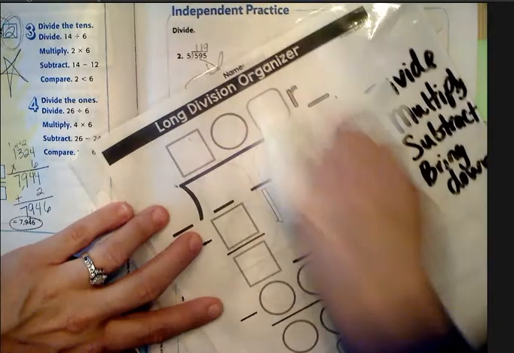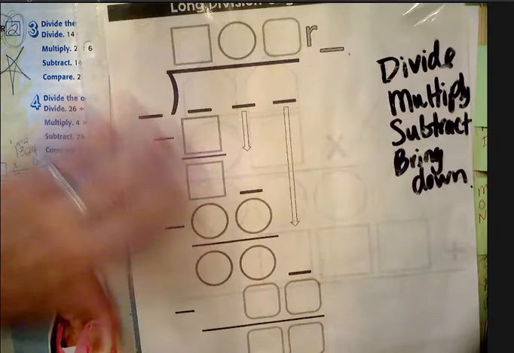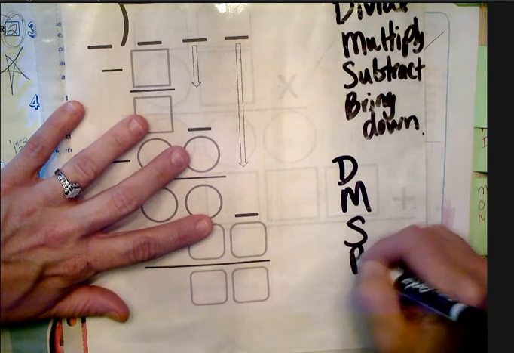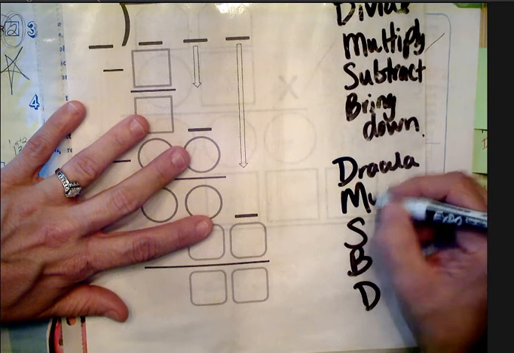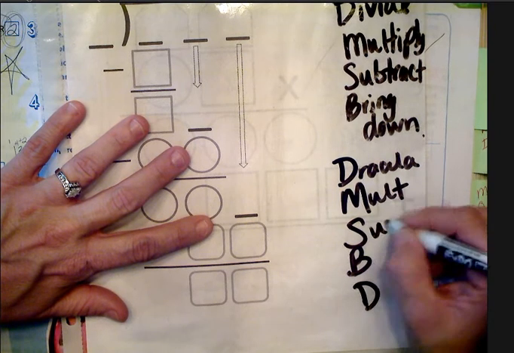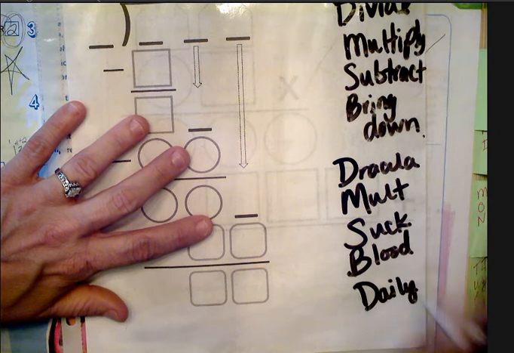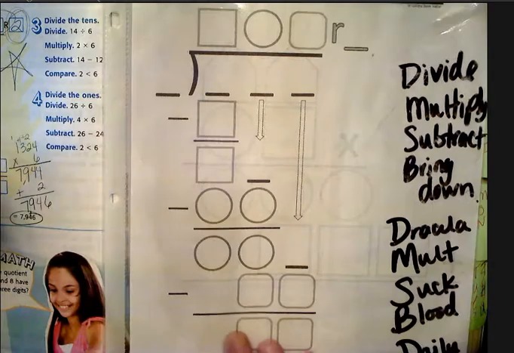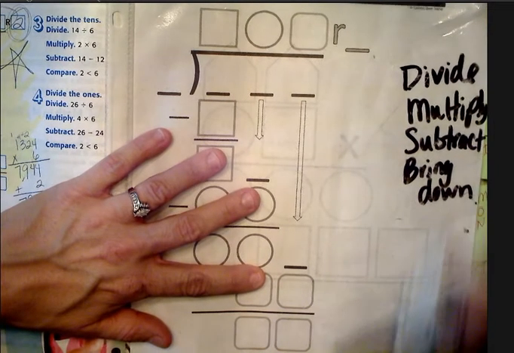I like to keep my divide, multiply, subtract, and bring down on the side. Remember, you also can do Dracula, must, suck, blood, daily, either one of those to help you remember this order. And some of you liked dad, mom, sister, brother, and sometimes people add dog at the bottom to do that again. Any of those are fine. We're just looking for ways to remember what the steps are.